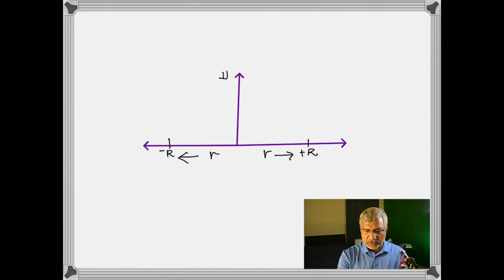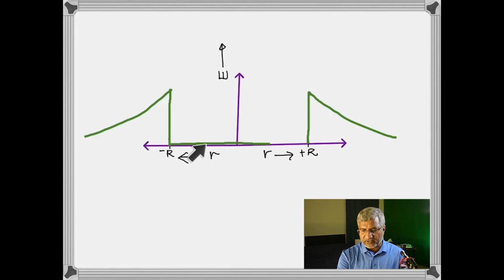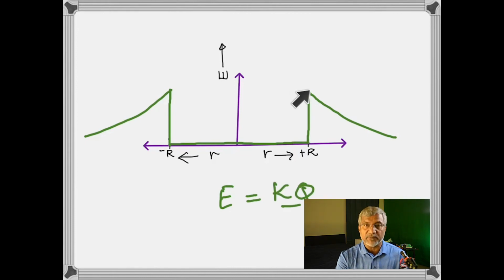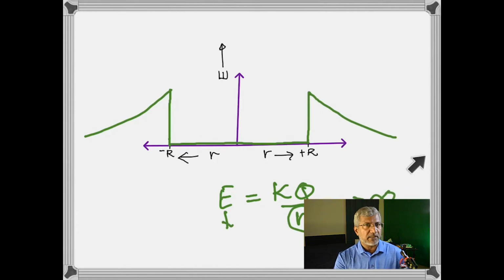I picked 2 points which represent the radius of that conductor, caps R, remember? The electric field all over here is zero. Look at that green line, that's zero. But all of a sudden, when you get to the surface, the electric field goes from zero to a maximum. And then as you go further away, it drops. Remember, this is not a straight line because it's inversely proportional to r squared, okay? So that is the graph.